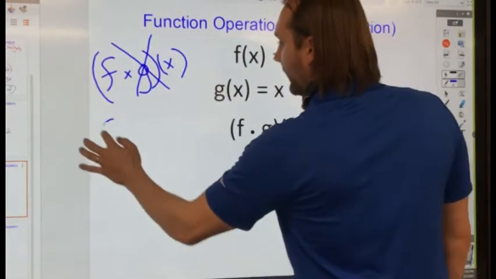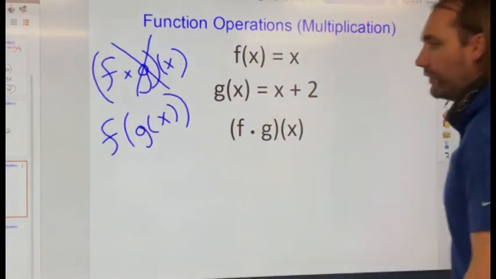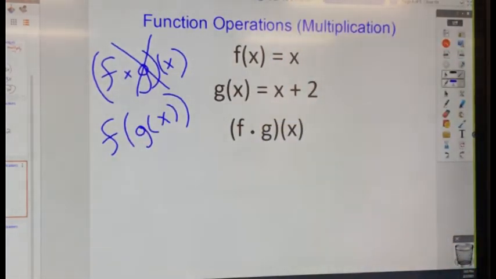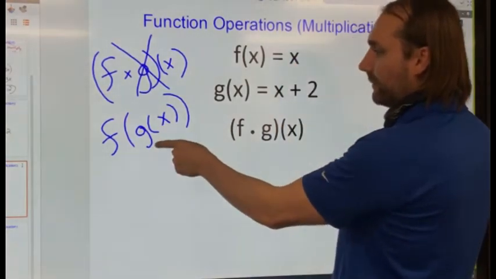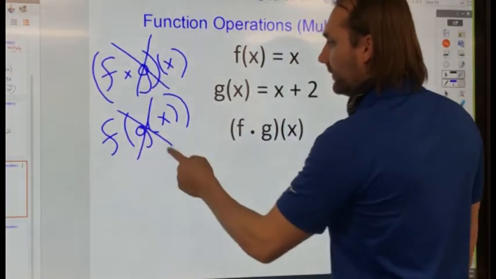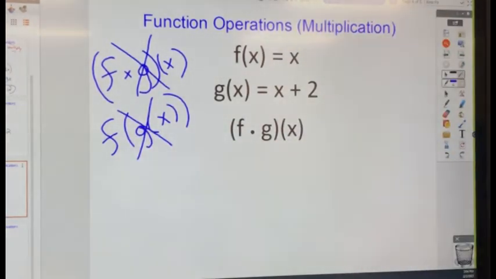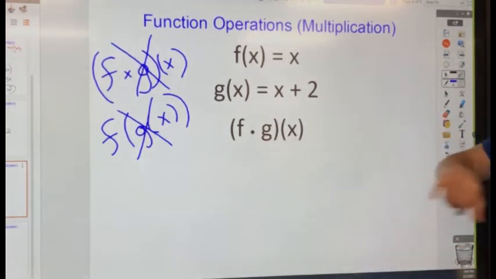And we're definitely not going to use something like this, where normally when you have two things next to each other, you imply multiplication. And in terms of operations, that is not multiplication, that is composition, which we're going to talk about tomorrow. So definitely not multiplication there. So when you see this dot, you should be thinking multiplication.